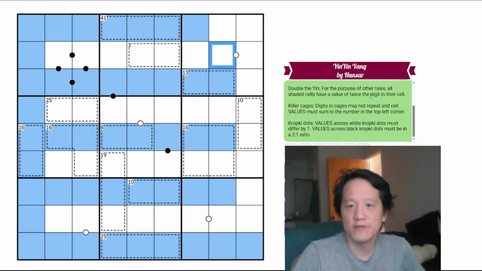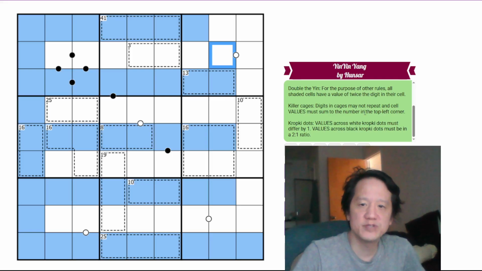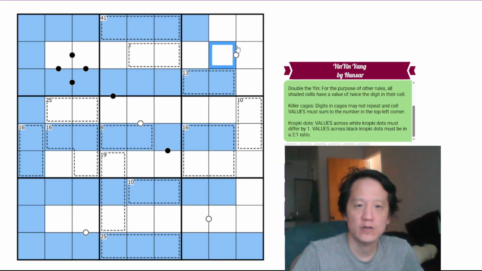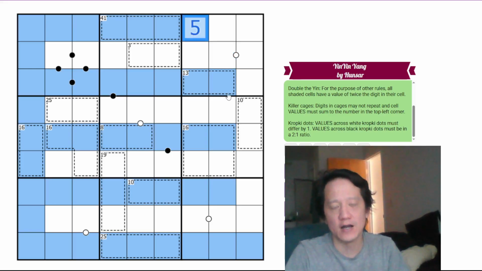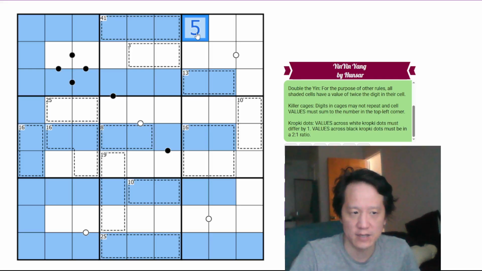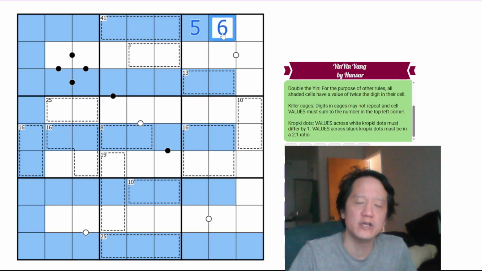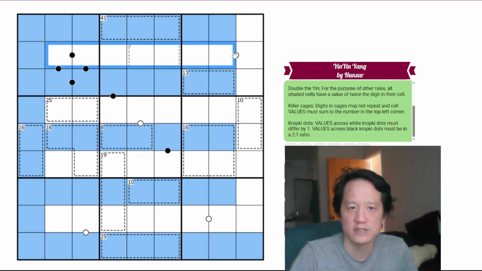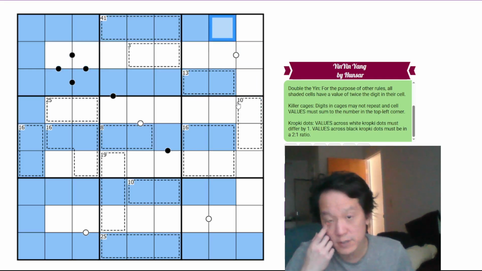We also have double the yin. For the purposes of other rules, all shaded cells have a value of twice the digit in their cell. So for example, if this were a 5, the value of the cell would actually be 10 because it's shaded. If this were a 6, the value here would be 6 because it's unshaded. That's for the value of the other rules. Actually, to form a valid yin-yang shading, this would have to be shaded.